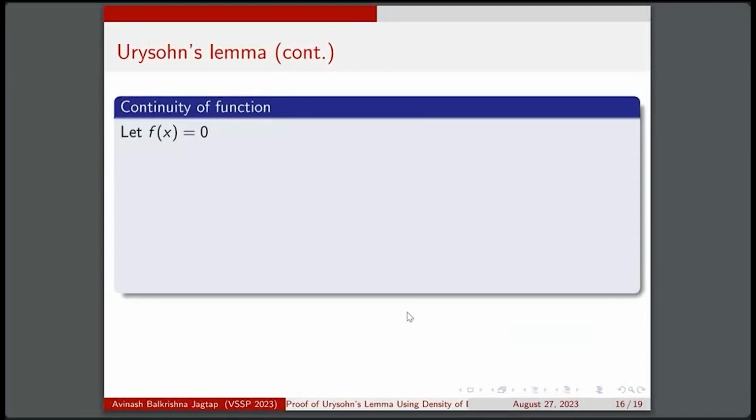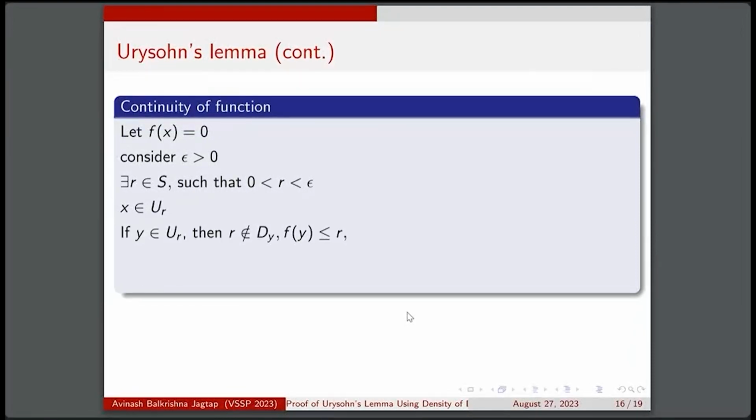Now let's take the next case. Suppose f(x) is equal to 0 and let epsilon be greater than 0. Since S is dense in the open interval (0, 1), there will be some element, let's say r in S, which lies between 0 and epsilon. Now x is in U_r because f(x) is equal to 0, that means x is in each U_r. Now if y is an element of U_r, then r will not be in D_y. This is by the definition of D_y. So therefore f(y) will be less than or equal to r.